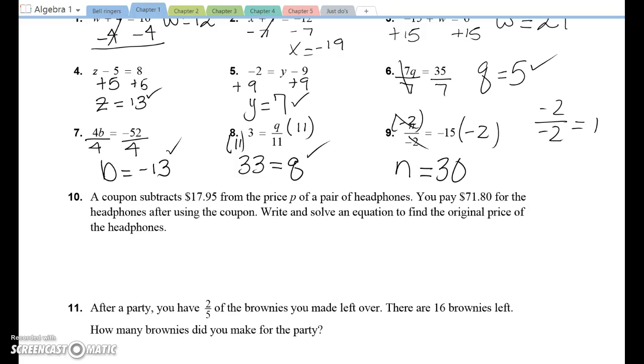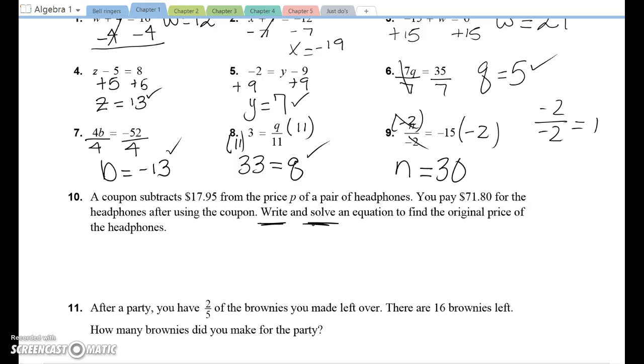All right, number 10. A coupon subtracts $17.95 from the price P of a pair of headphones. You pay $71.80 for the headphones after using the coupon. Write and solve an equation to find the original price of the headphones. Okay, what is an equation? Well, what you did up top is an equation. As you notice, you have a number, a variable equal to a number. So we need a number, a variable equal to a number.